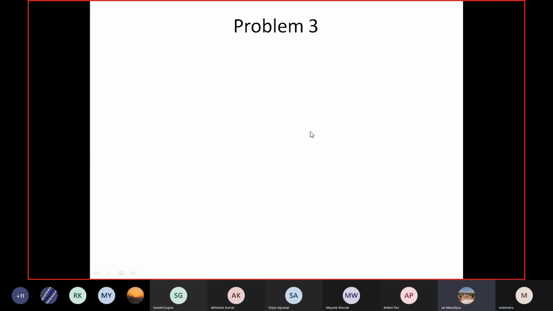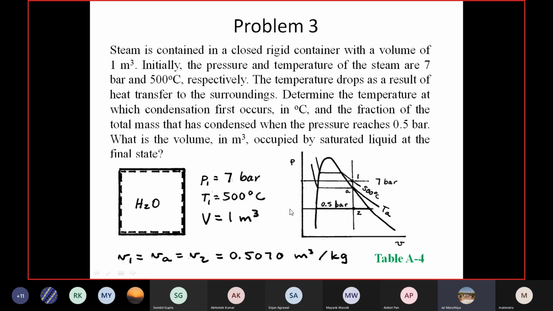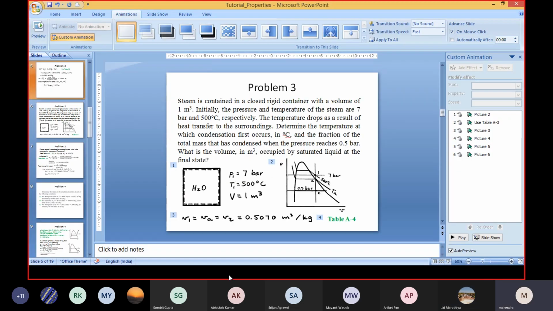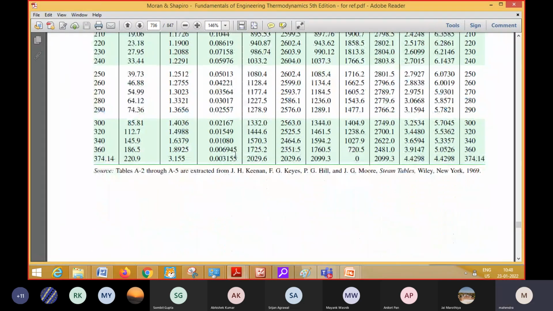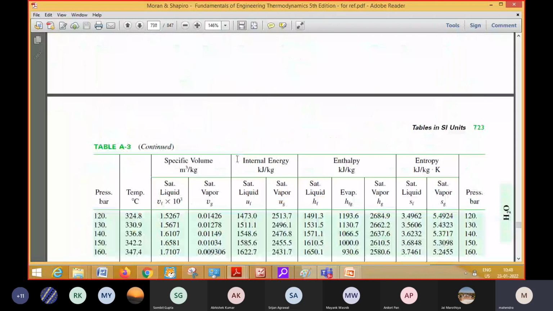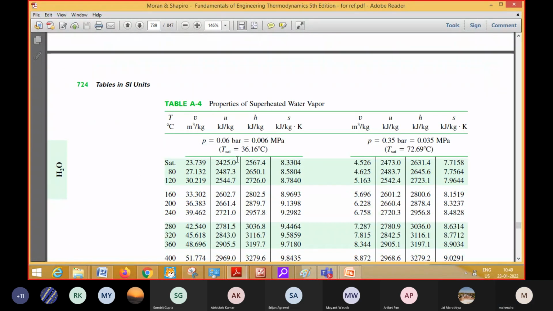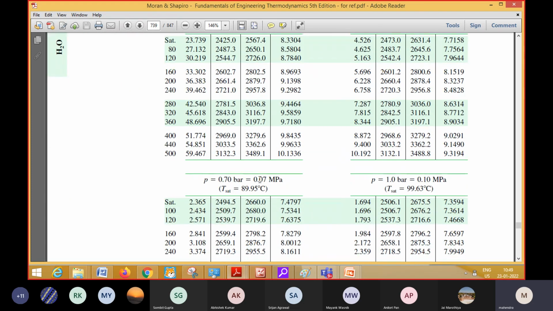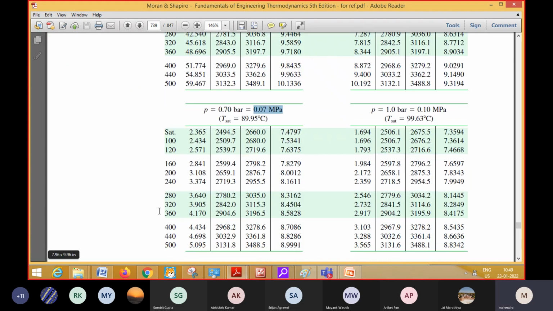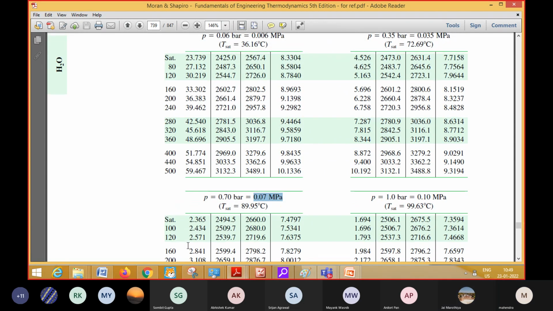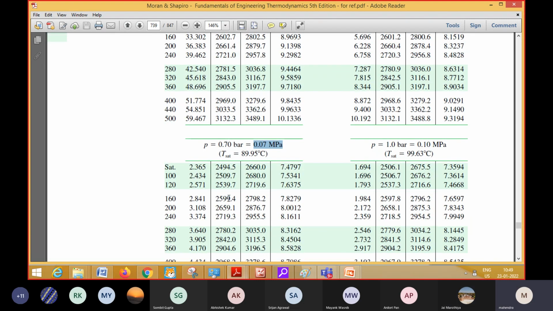But sir, at 7 bar, the specific volume at saturation point is different, sir. It is not 0.5. Let me open my tables also. Table A4. Actually, 7 bar might not be given to you. This is the 7 bar table. And what is our temperature? 500 degrees centigrade, right? Sir, it is 0.7 bar, na? Oh, 0.7 bar. Yeah, I'm sorry.